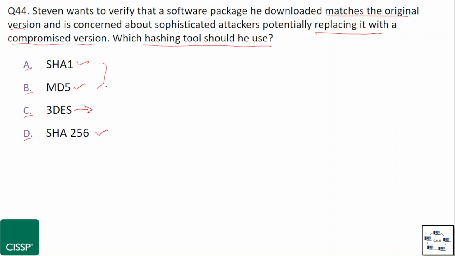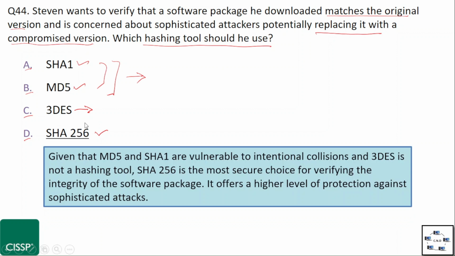Out of these three, SHA-256 is the most suitable one, because the other two are weak and vulnerable, and collision attacks are possible against these hashing algorithms. Therefore, the correct option is SHA-256. Given that MD5 and SHA-1 are vulnerable to intentional collisions and Triple DES is not a hashing tool, SHA-256 is the most secure choice for verifying the integrity of the software package. It offers a higher level of protection against sophisticated attacks.